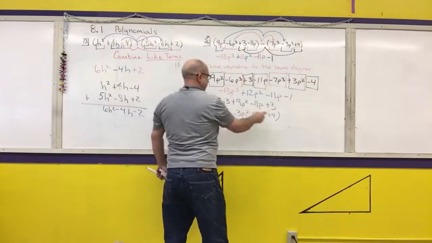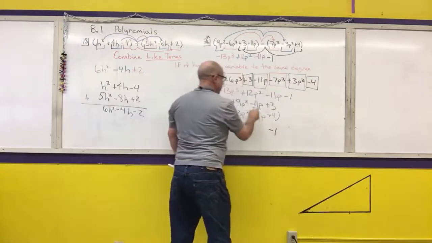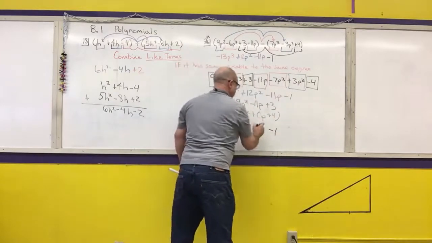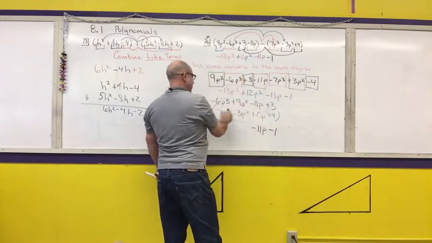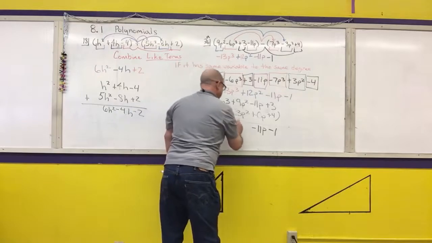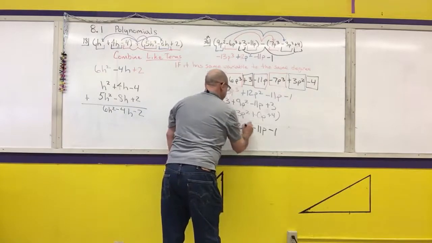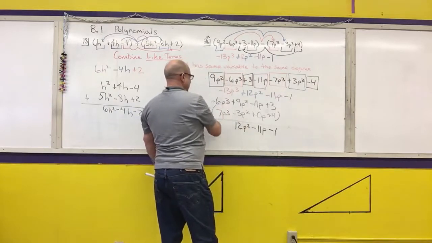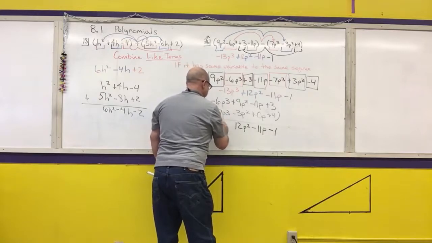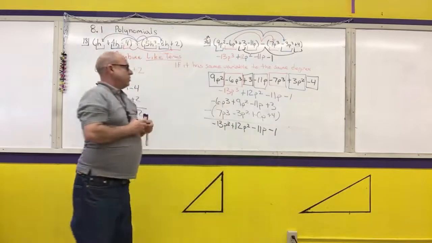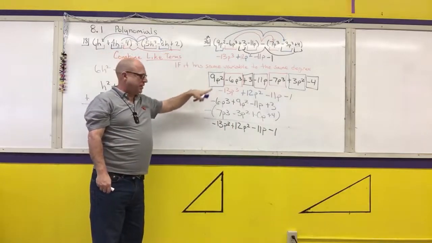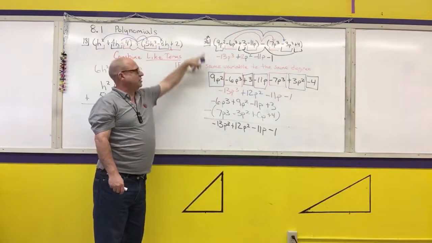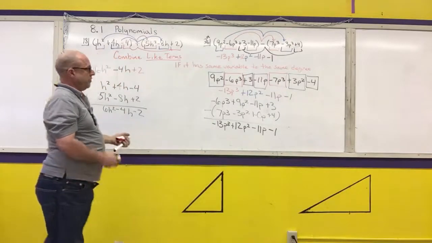3 minus 4, negative 1. Negative 11 minus 0, negative 11p. 9 minus a minus 3 is 9 plus 3, which would be 12p squared. And negative 6 minus 7 is negative 13p cubed. So notice, after I fix this one, did this one by distributing, did this one vertically, I end up with the same answers for all three of them.